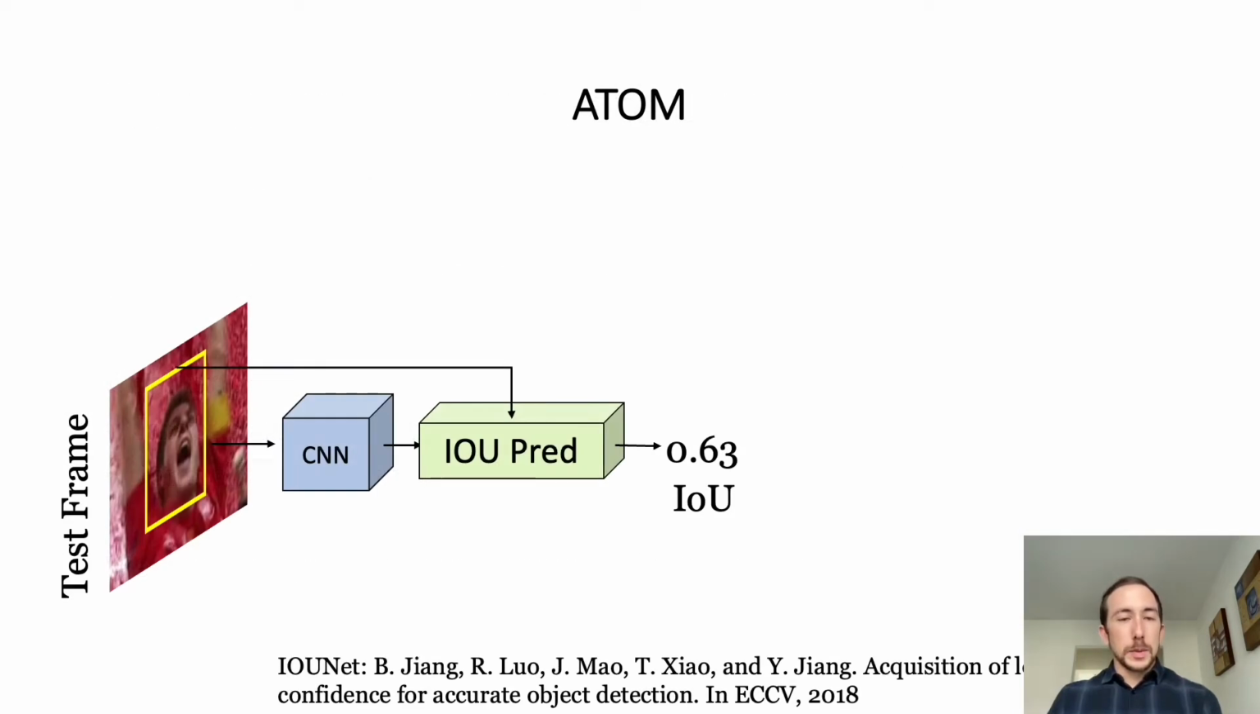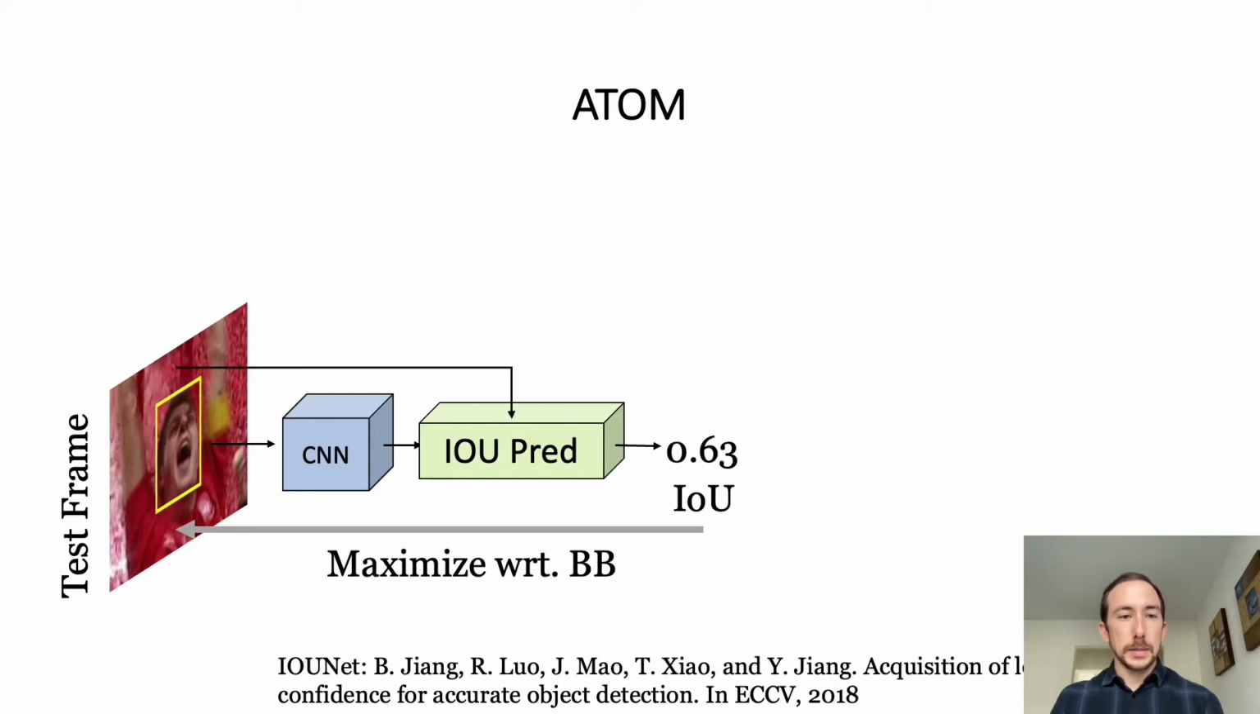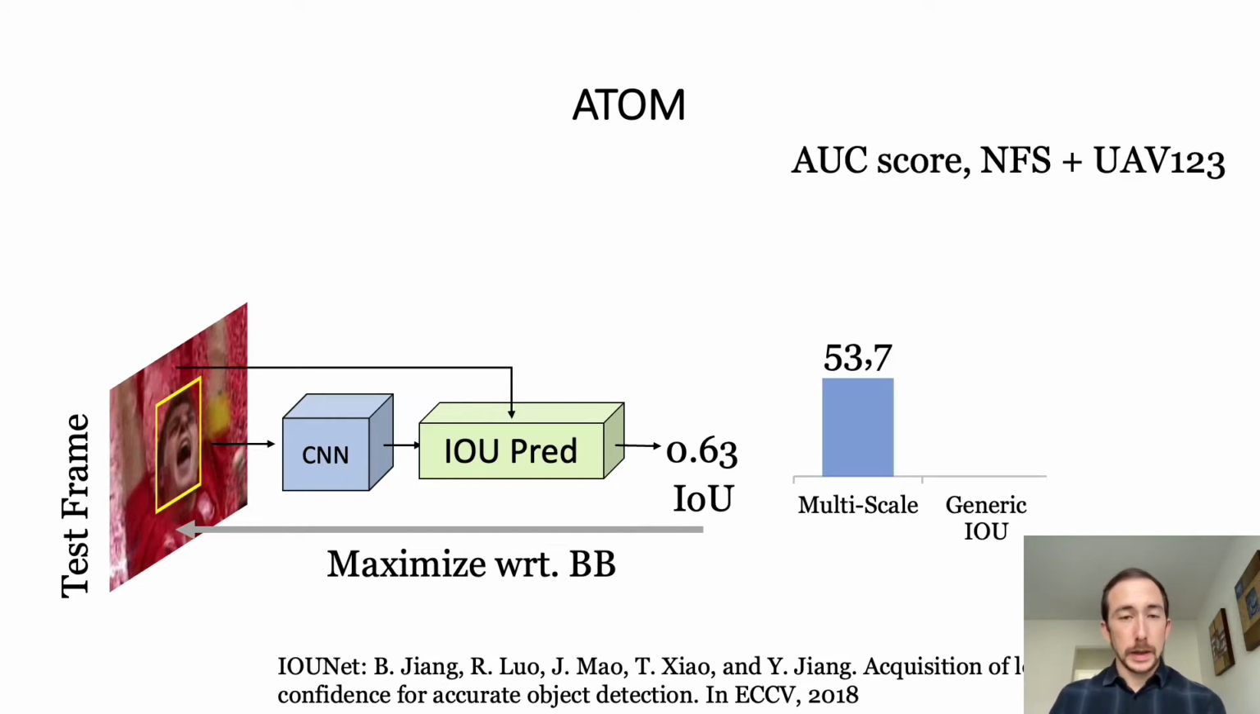In ATOM, we propose a bounding box regression approach based on IOUNet. It is trained to predict the IOU between a given bounding box and the real object. And during inference, we can maximize this value with respect to the bounding box in order to fit a very accurate bounding box around the target. So already this gives us a fair improvement over a multi-scale estimation baseline.